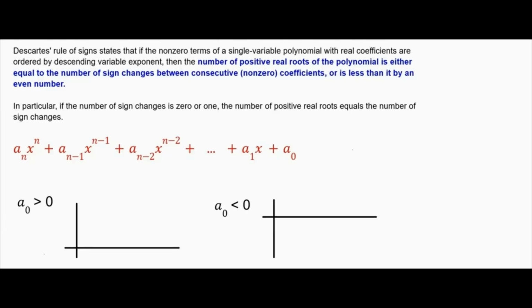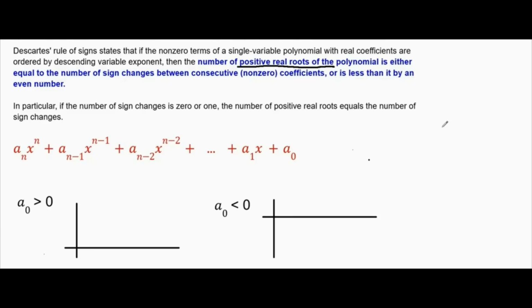If you have a polynomial written in proper order of descending degrees, so n minus 1, all the way down to the constant term, Descartes' rule of signs states that the number of positive real roots is going to either be equal to the number of sign changes or less by an even number.